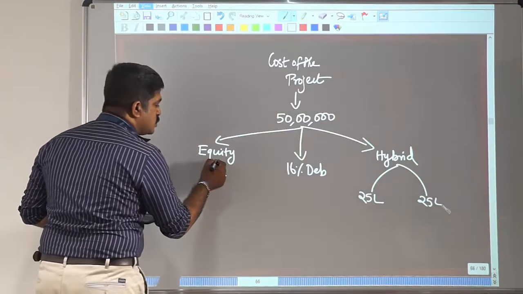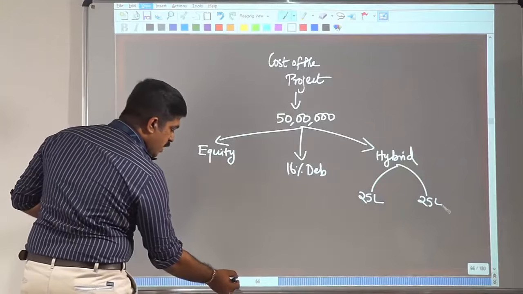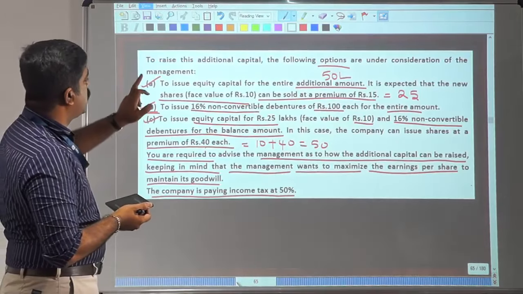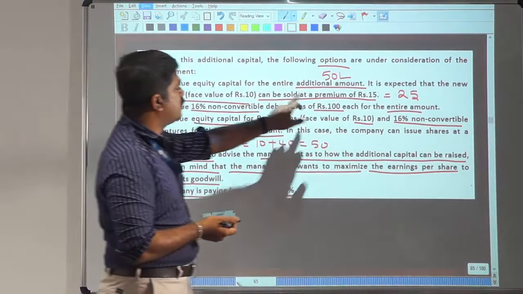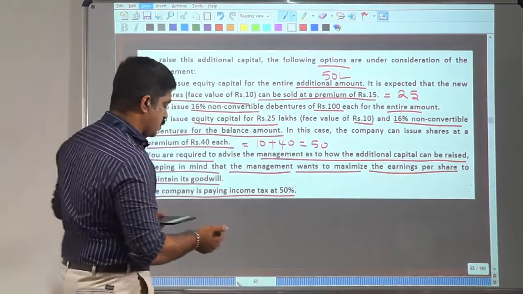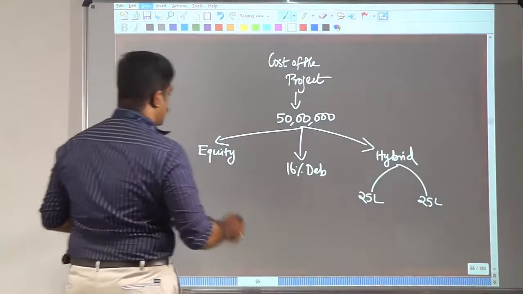Now, if the company goes for option 1, at what value will they be able to issue the equity shares? What is the information we have? A 10 rupee share can be issued at a premium of 15. It means you can issue it for 25 rupees. Okay, so I'll capture that here.